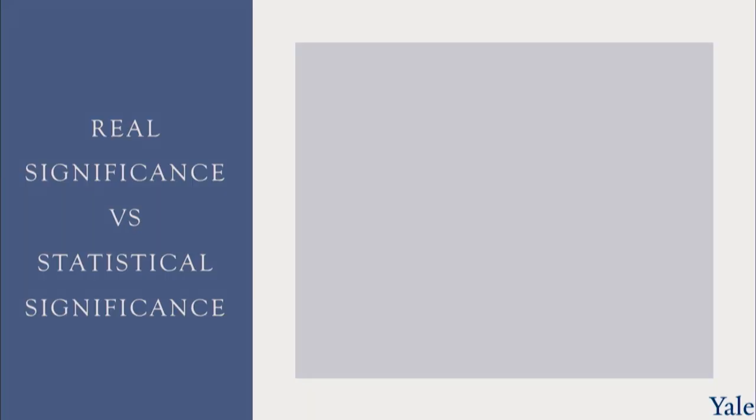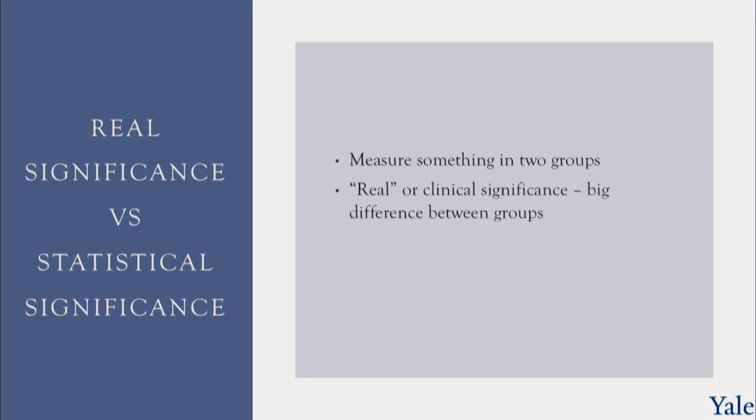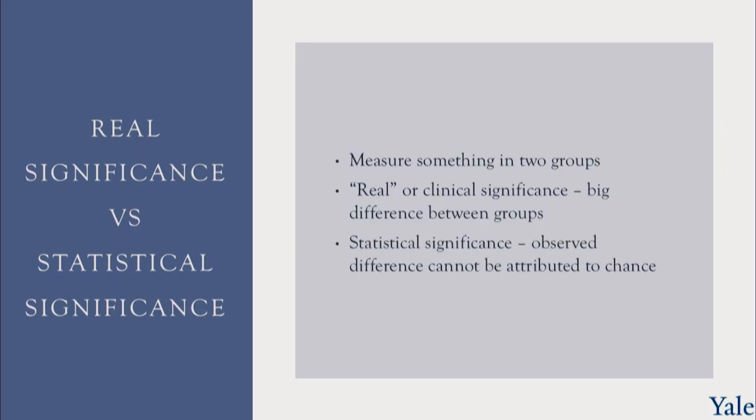So the first place to start is real significance versus statistical significance, and those are very easily confused terms. So here's the process, and this is true for most clinical trials, for most experimental studies. This is like the core of the scientific method in many ways. We measure something in 2 groups. Real or clinical significance is that we see some big difference between the groups. Statistical significance means that the observed difference cannot be attributed to chance.